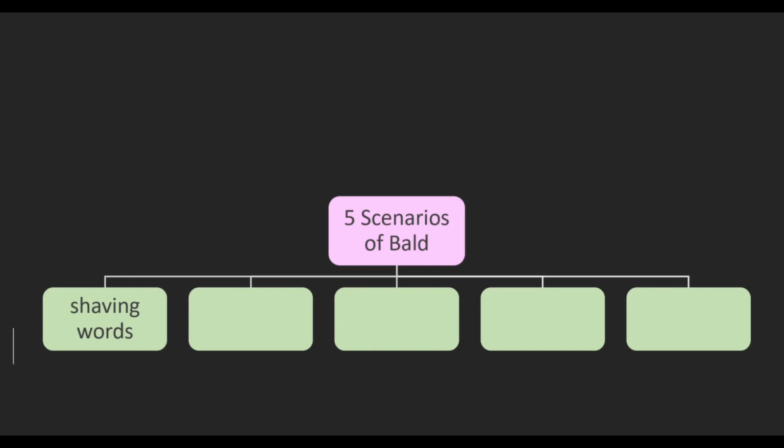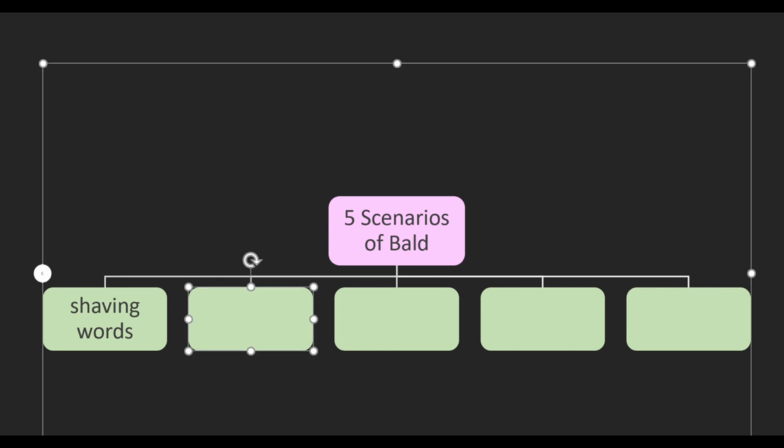So remember we studied our bald actions, right? And then we're studying the 5 scenarios in which bald actions happen. The first was shaving words. Now we're ready to move on to the second. So the second scenario in which bald actions occur is in forbidding.